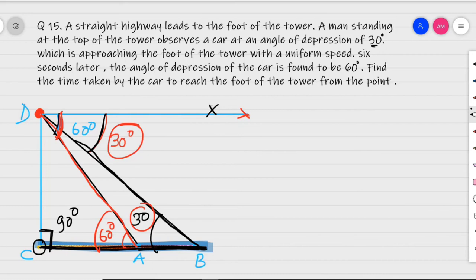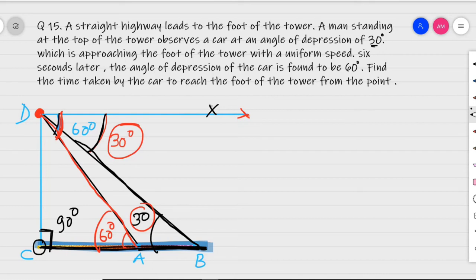You have two triangles, DCA and DCB. Now see what you have to find. You have to find the time taken by the car to reach from A to C. What you know is from B to A, it took 6 seconds. So first of all, you need DC, and you need BC and AB also. You go for tan of the angle.